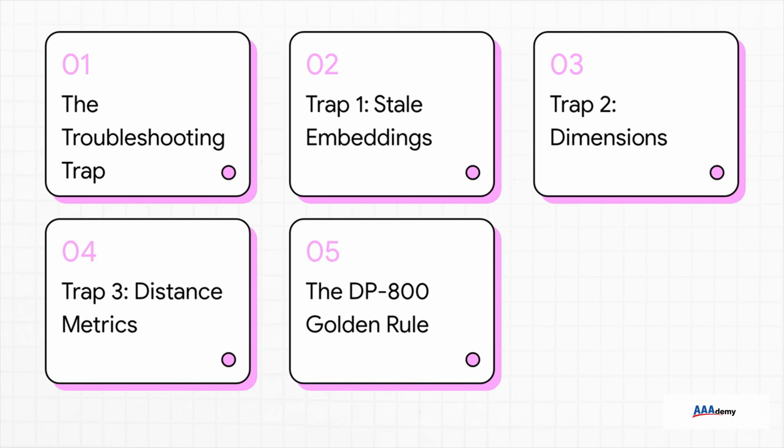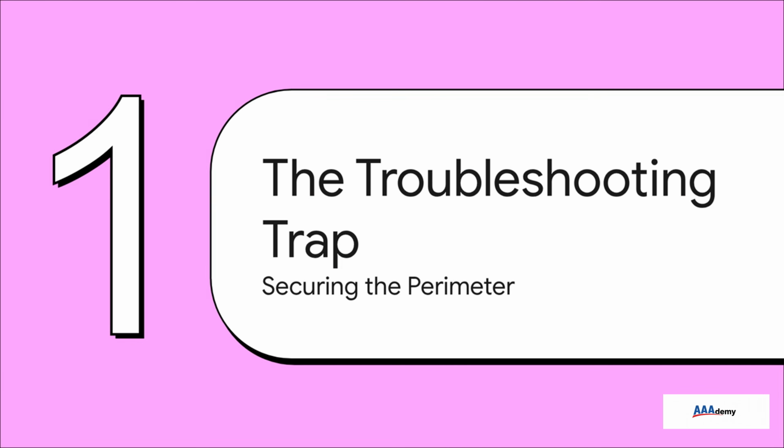We'll cover the AI troubleshooting trap, then dive into 3 specific traps: stale embeddings, dimension mismatches, and distance metrics. Finally, we'll wrap up with the DP-800 golden rule. Let's get right into it. Section 1. The AI troubleshooting trap, securing the perimeter first.